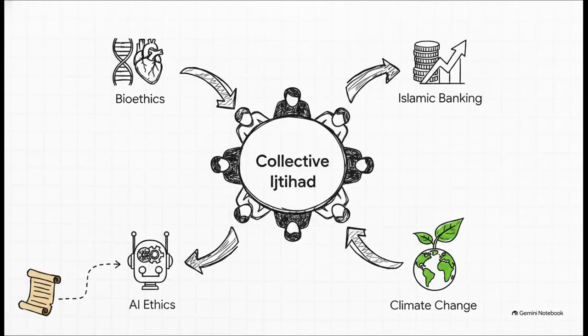Because of ijtihad, Islamic jurisprudence is continuously stretched to cover incredibly complex modern frontiers. Today, we're increasingly seeing something called collective ijtihad, where councils of top jurists are literally sitting down with scientists, economists, and doctors. They are actively issuing rulings on bioethics, like the permissibility of organ donation or cloning. They are the true architects behind the multi-trillion-dollar Islamic banking industry. They're even addressing the ethics of AI surveillance and our environmental responsibilities regarding climate change. And remember, all of this is being directly derived from those original 7th century texts.